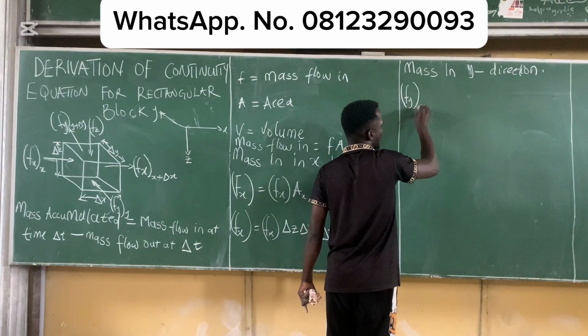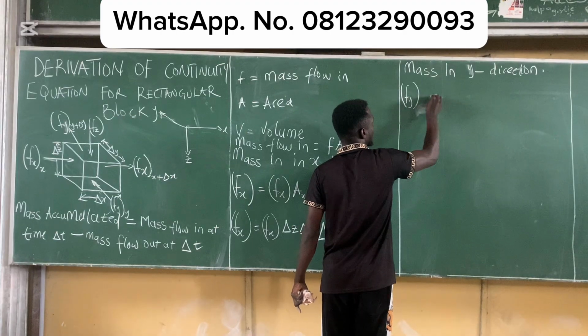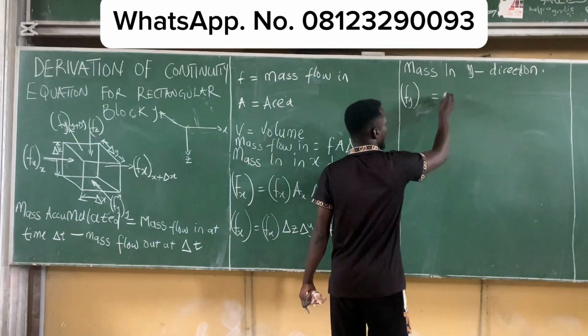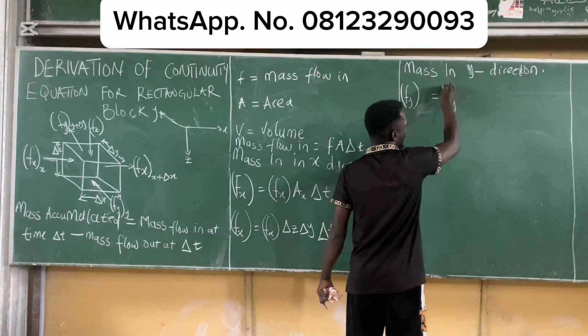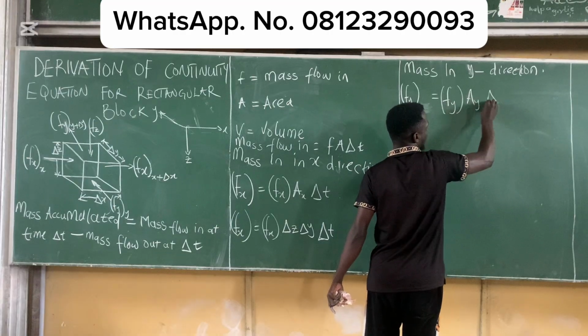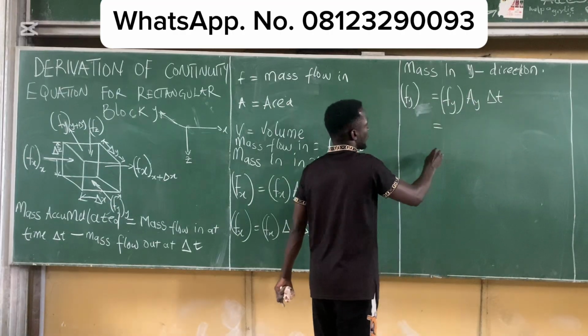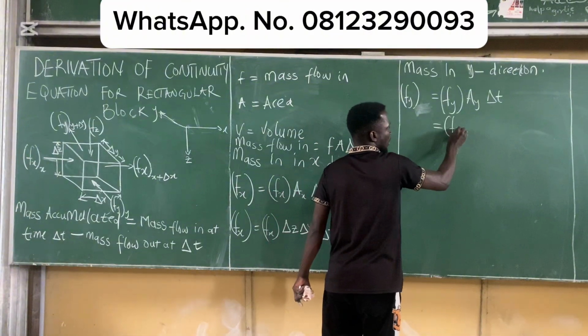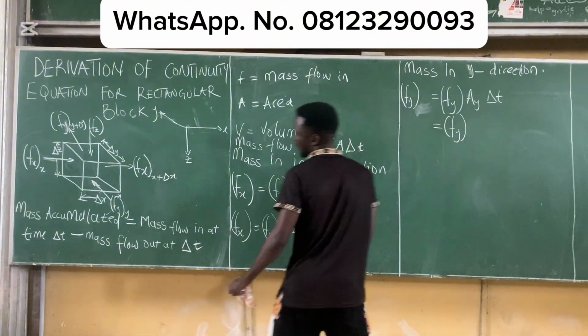Fy is equal to F of y multiplied by what? Ay times what? Delta t. This will give us F of y. Now, what is our Ay?